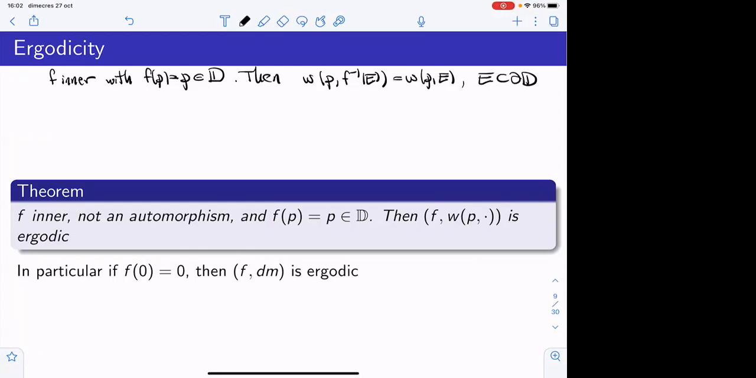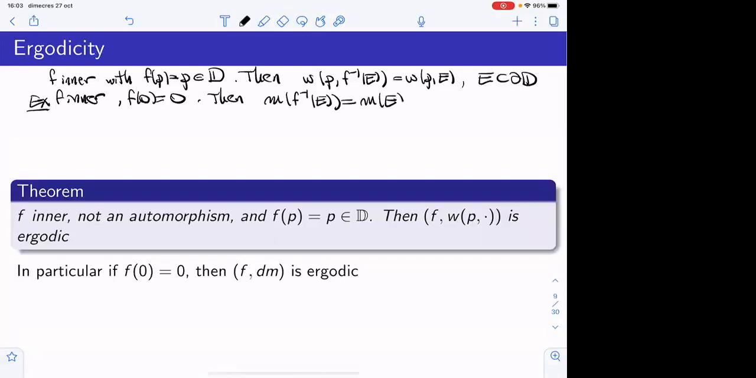In particular, if P is the origin, so if f is inner and fixes the origin, then of course harmonic measure is just Lebesgue measure. Then what we showed was that Lebesgue measure is invariant. So the measure of the preimage of a set is precisely the measure of the set.